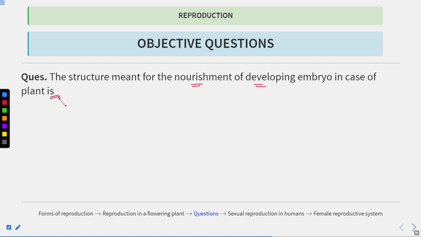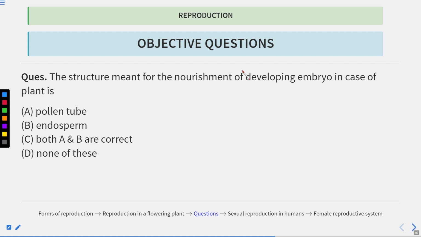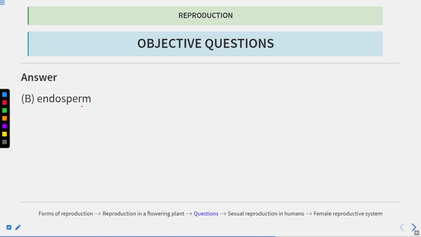Clear? The next question is: the structure meant for the nourishment of the developing embryo in the case of plants is. During the triple fusion, a triploid structure is formed, which is known as the endosperm. And this endosperm provides nourishment to the developing embryo. Let's have a look at the options. Options are pollen tube, endosperm, both A and B are correct, and none of these. So what should be the answer here? Endosperm. Endosperm provides nourishment and is formed during the triple fusion, where one male gamete fuses with the two polar bodies.